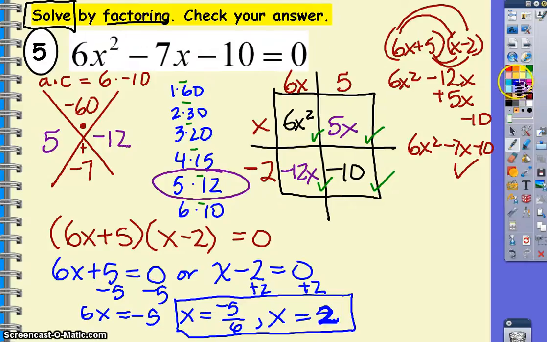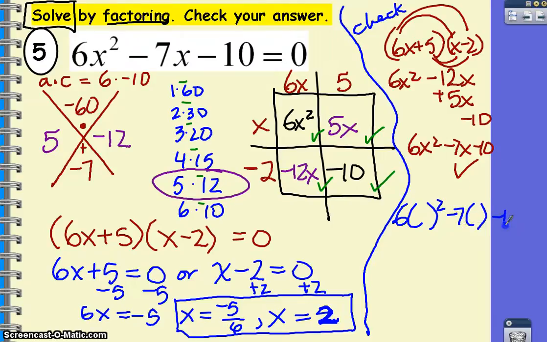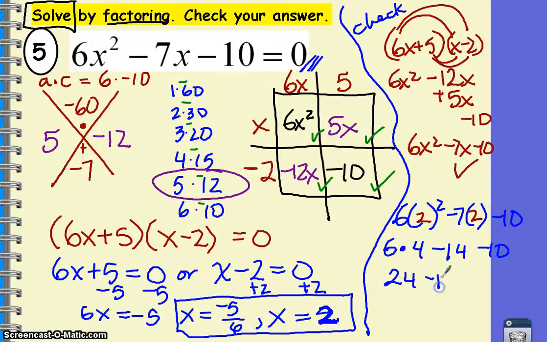Then we want to check our other answer. So this again is our check. And we're going to check the positive 2 in our equation, 6 parentheses squared minus 7 parentheses minus 10. We want it to equal 0, and we're going to be plugging in the number 2. So we will get 2 squared, which is 4, so 6 times 4 minus 14 minus 10, which is 24 minus 14 minus 10, which is 10 minus 10, which is 0, and so it checks.